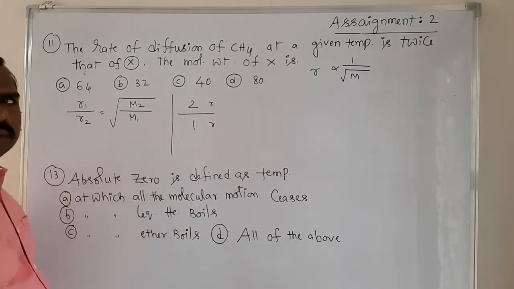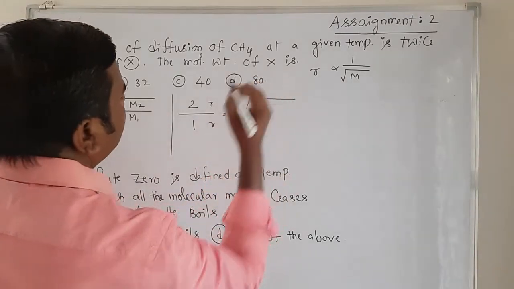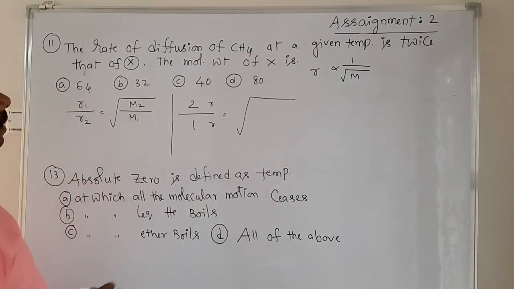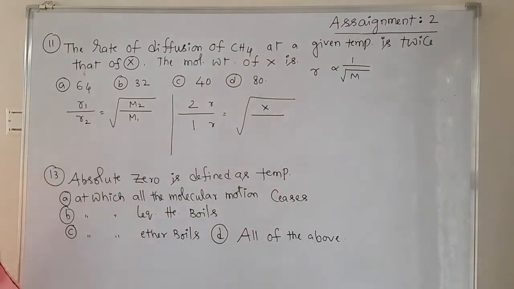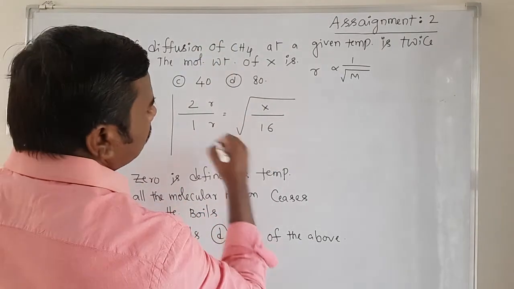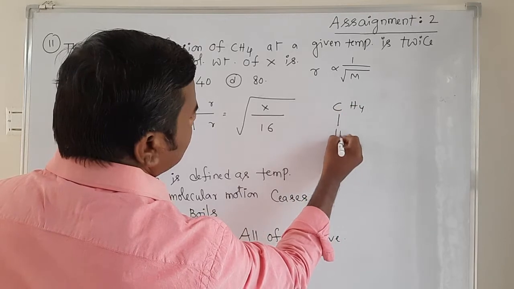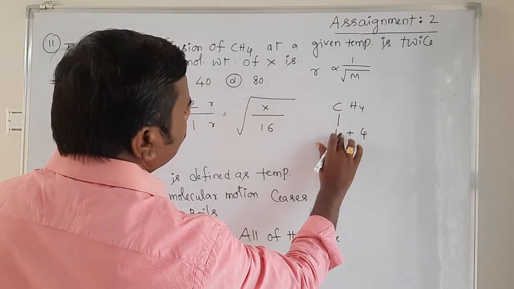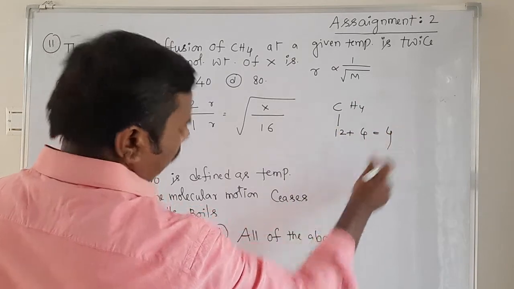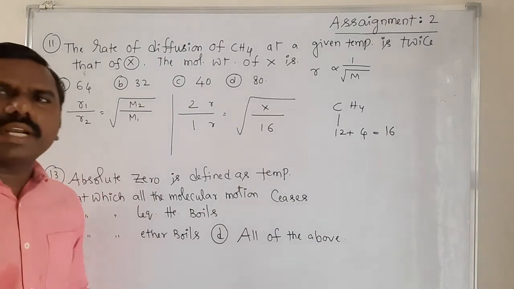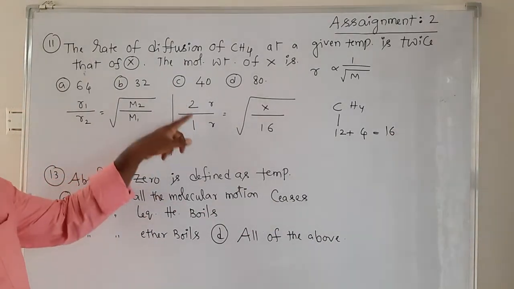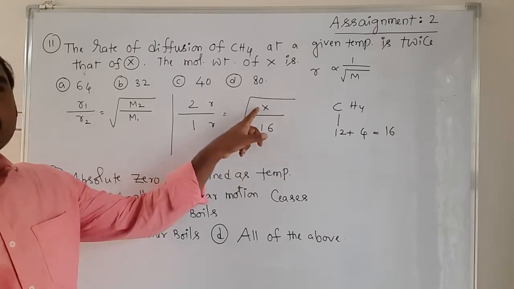2 times diffusion. So by here M2. M2 means we should know the M2 value here. That is X. We don't know. M2 by M1. M1 is methane. Methane molar mass is 16. CH4: carbon 12, 4 hydrogens 4, totally 16 grams. Right? So R1 is 2 times that of R2.